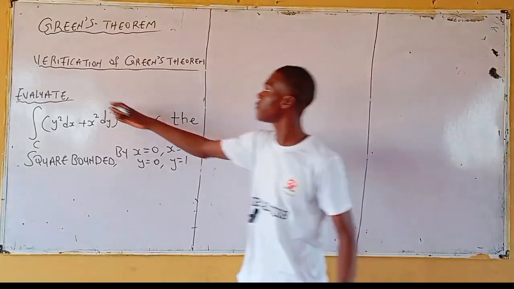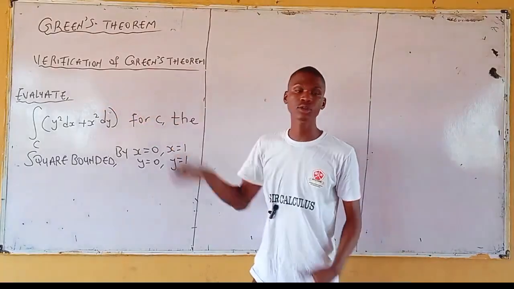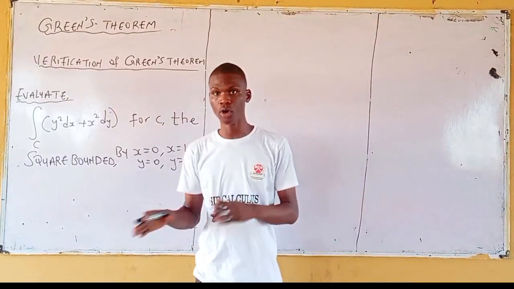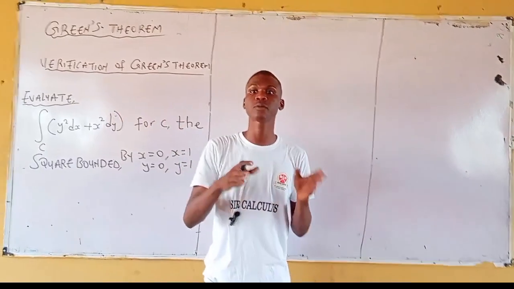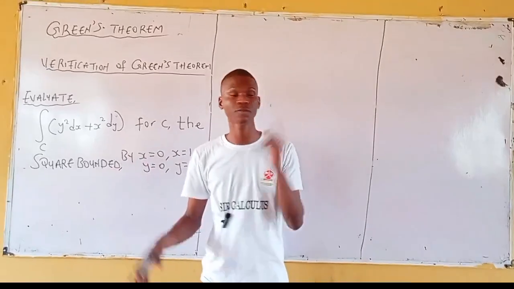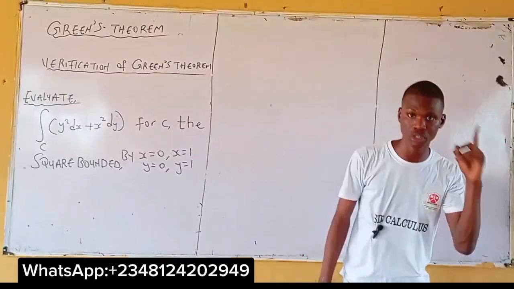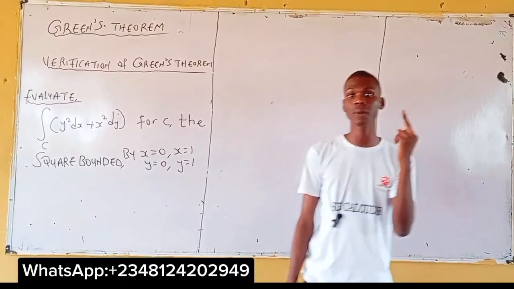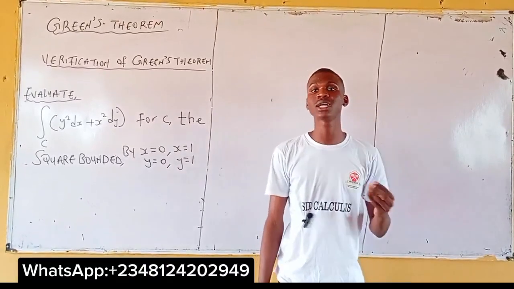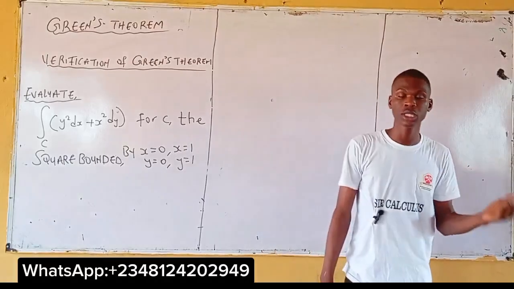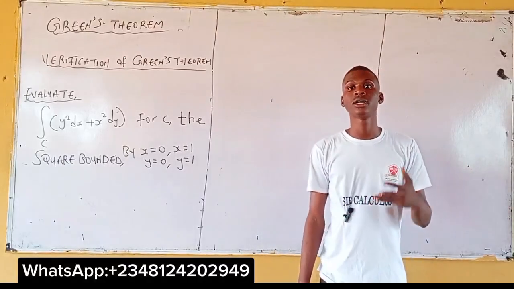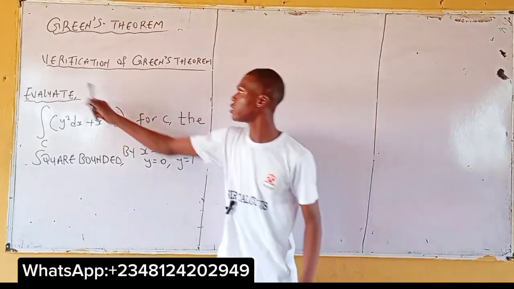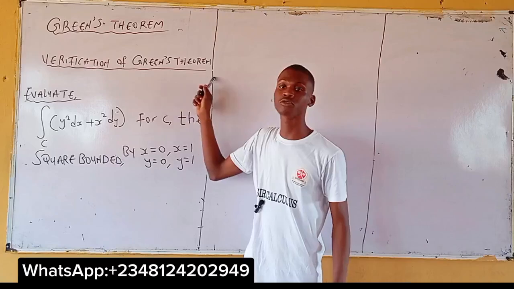The question says verification of Green's theorem, right? Earlier I said that under Green's theorem we have different types of problems. The first one is verification of Green's theorem. The second is calculating the flux or circulation. Then number 3 is simplifying complex integral. Now, out of these 3 types of problems, number 1: verification of Green's theorem.